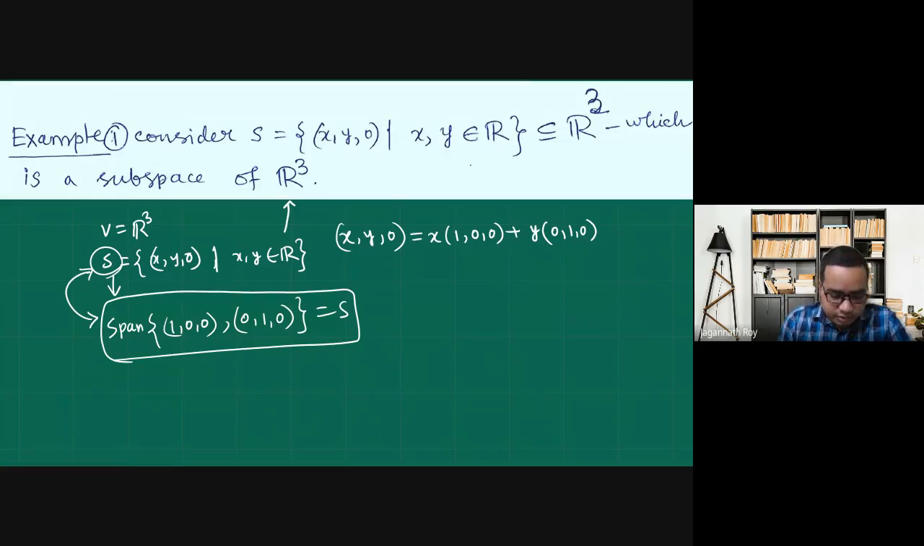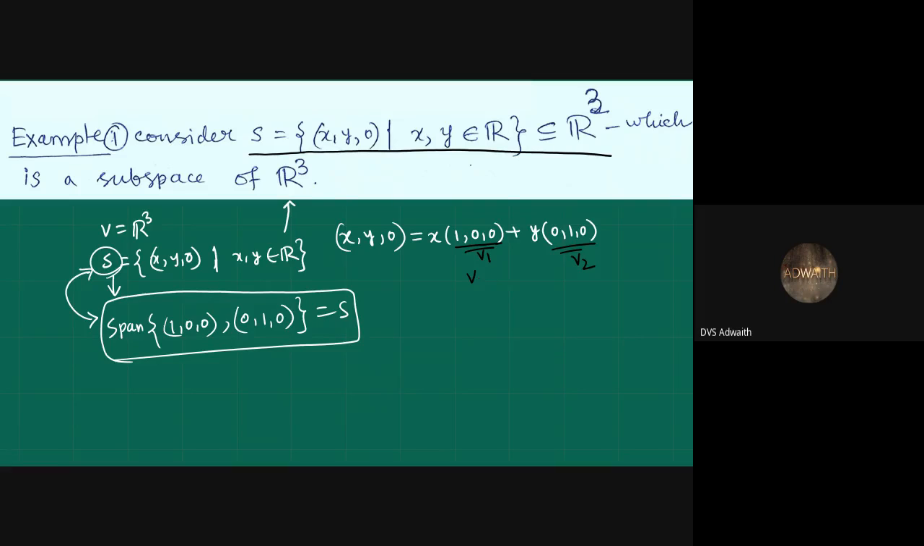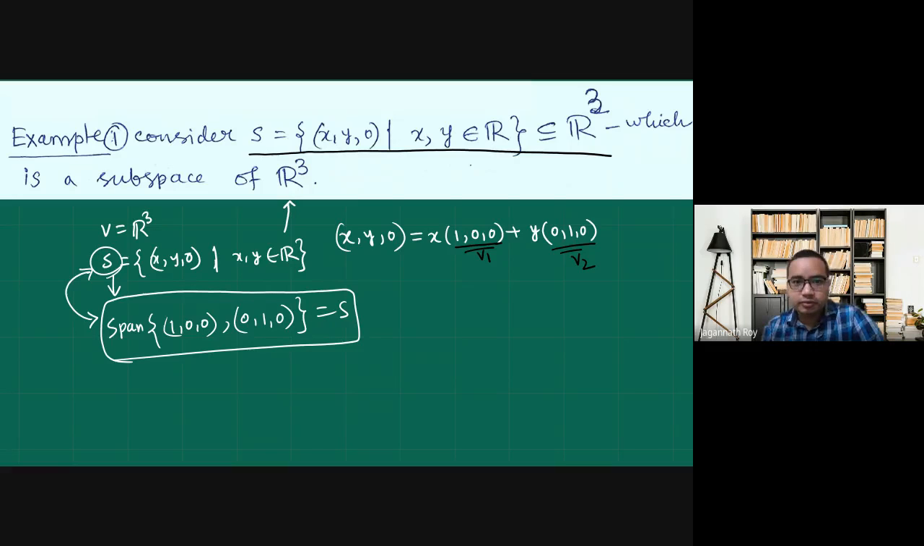We take an example from R3. S is a subset of R3. So then we take vectors V1, V2. This is our V1. Yes, sir. In this you represented S, sir, but in the before example you took X comma Y belongs to vector space.